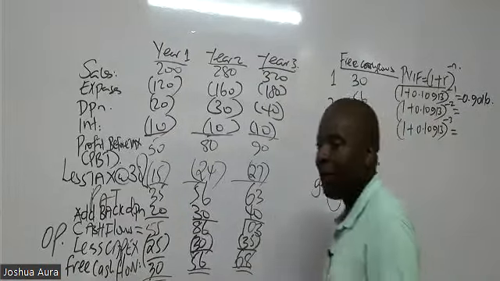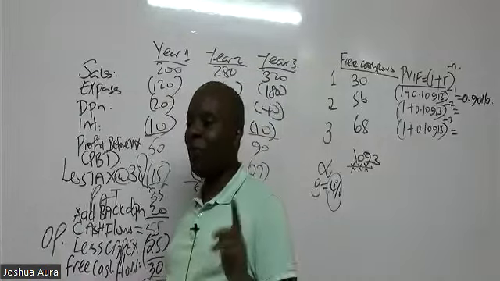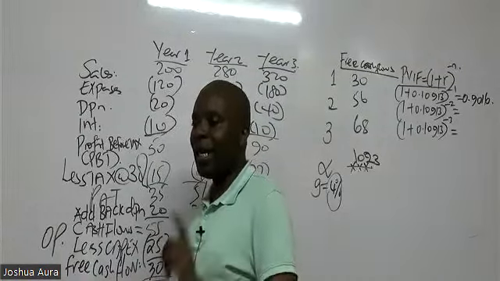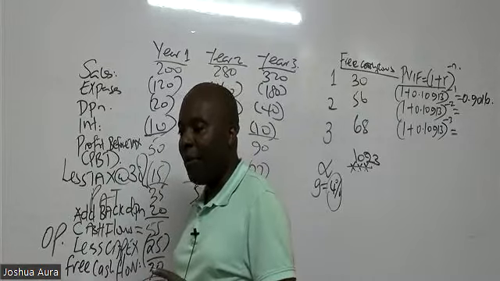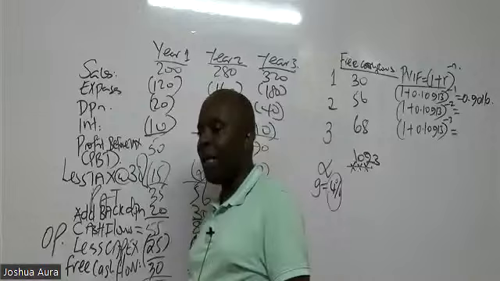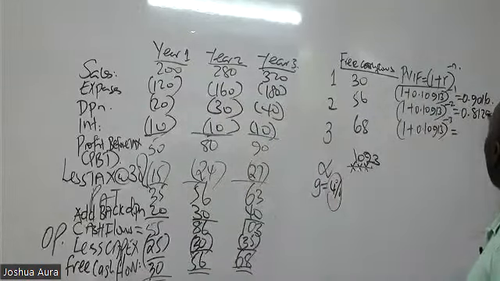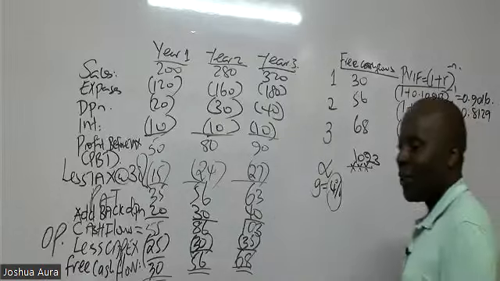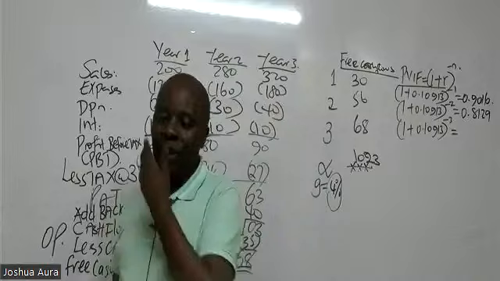The second one is 1 plus 0.10913 raised to negative 2. I am told by Miss Mosioka it is 0.8129.